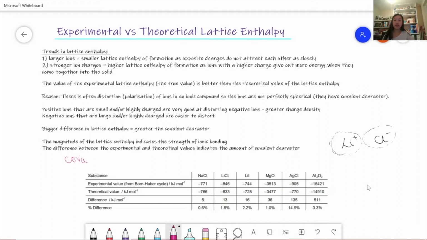So they have the most covalent character. And then after that, it would be ionic structures, and then eventually metallic. So this is increasing covalent character.